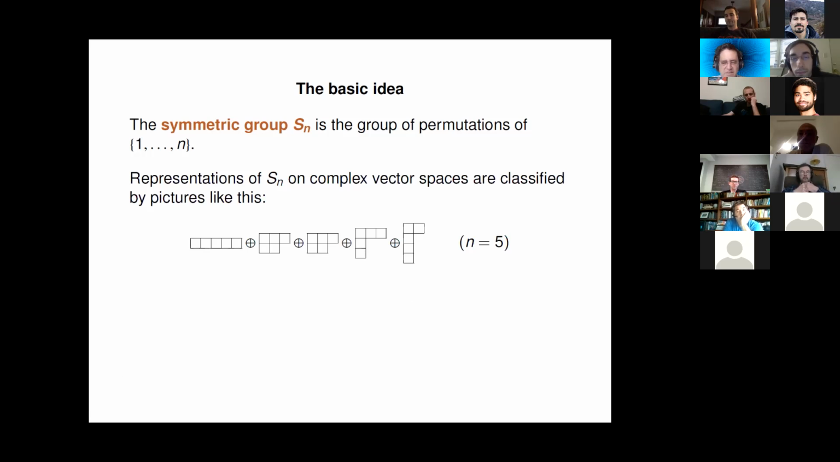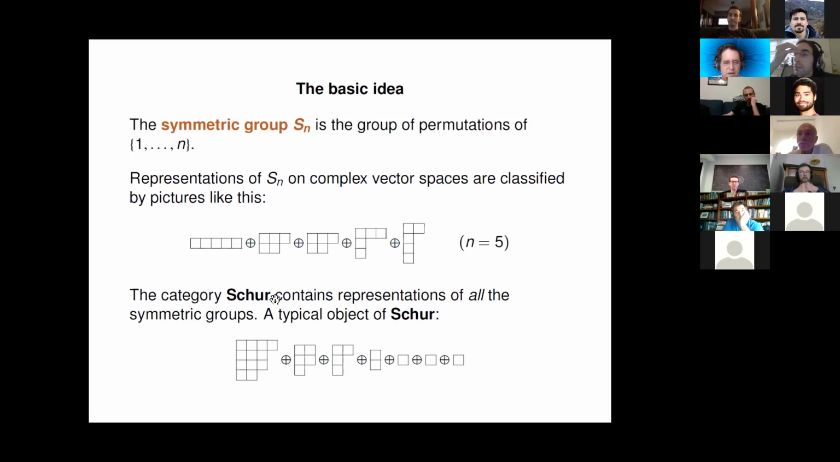So I won't explain the details of that so much, but what I want to say is that the category Schur is cooked up so that it contains representations of all the different symmetric groups. So a typical object of Schur will be drawn as a direct sum of Young diagrams, but they don't all need to have the same number of boxes. They can have any number of boxes. So the idea is that the representations of Sn for all different choices of n all get lumped together in this big fat category called the category of Schur functors, or I'm just going to call the category Schur.